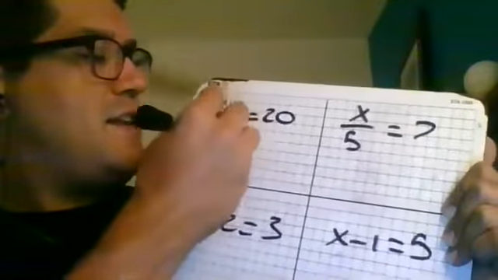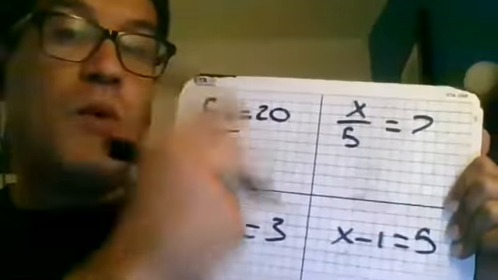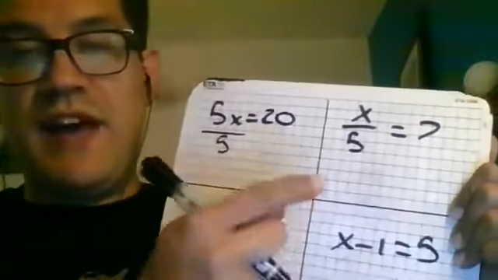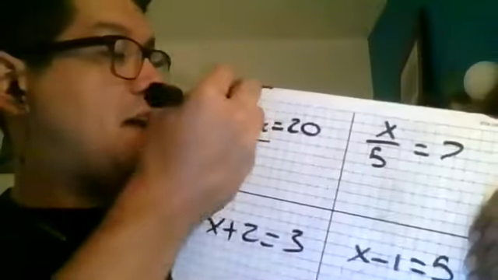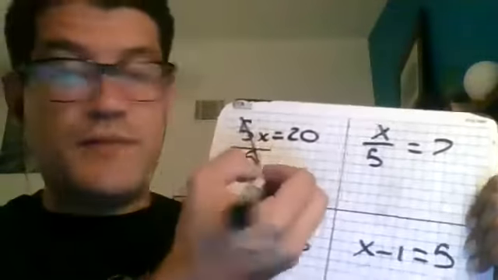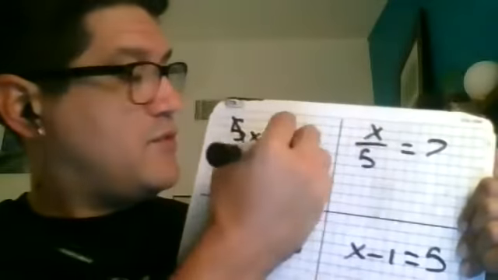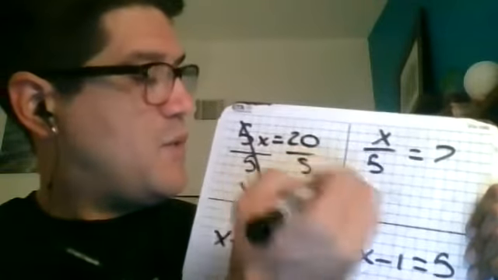Now, if I divide this side by 5, that means I'm multiplying the x by 5 and also dividing the x by 5, which makes the 5 absolutely pointless. So it's gone. But whatever you do to one side, you have to do to the other side. So divide this by 5, and you get 4.